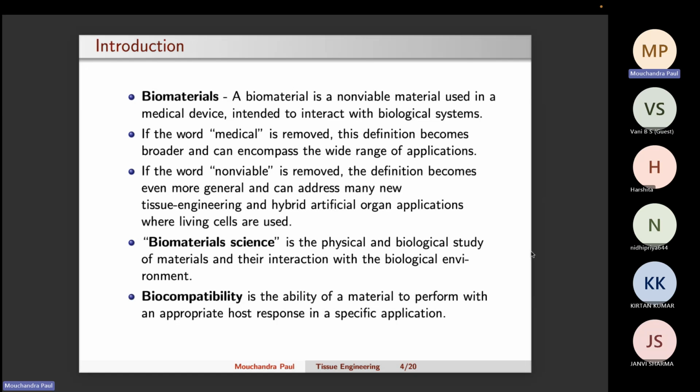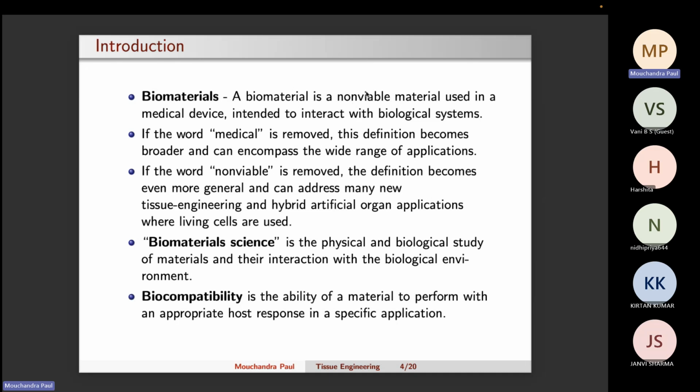By medical devices, I mean the pacemakers or the prosthetics. Those basically come under the broad umbrella of device fabrication. Also, there are sensors or bands, wearable sensors, etc. These are all devices. And another word is non-viable.